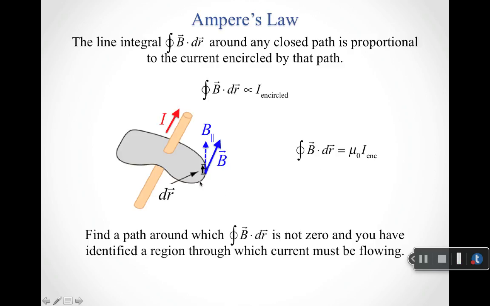So if you find a path around which B dot dr is not zero, that means you've clearly identified a region through which current must be flowing. You have to be encircling current for that to be true.